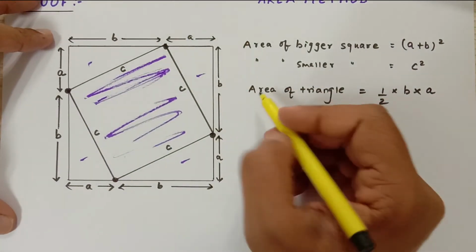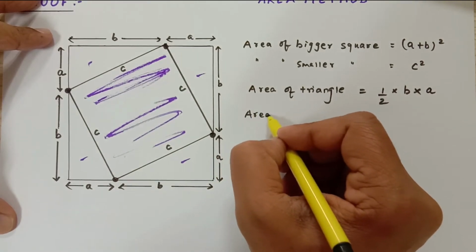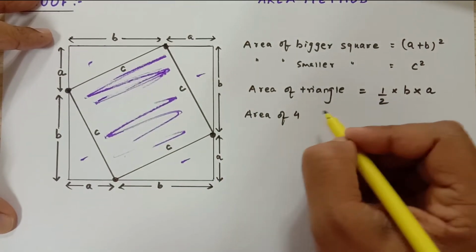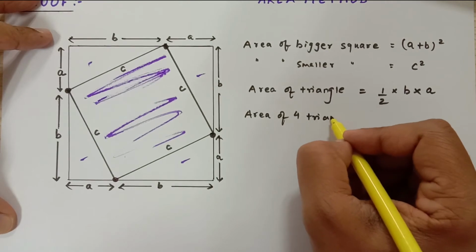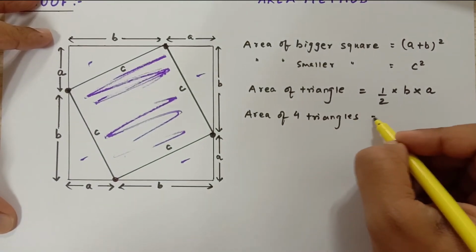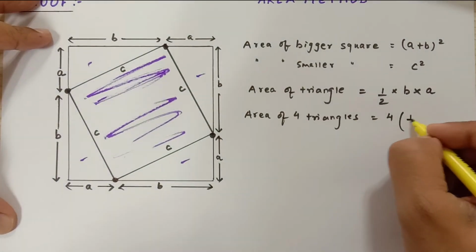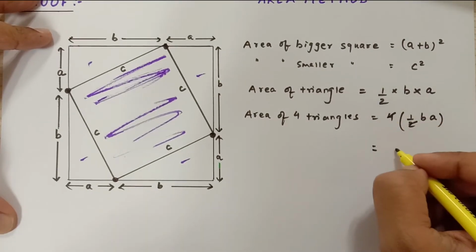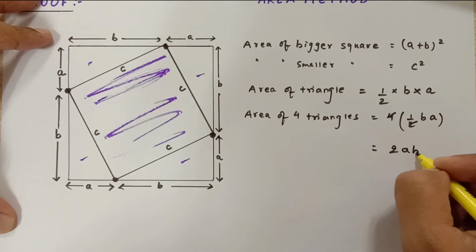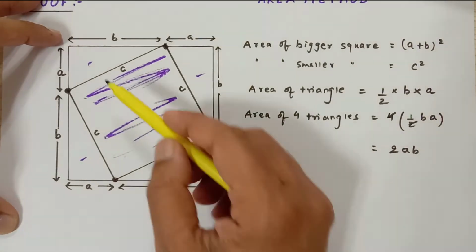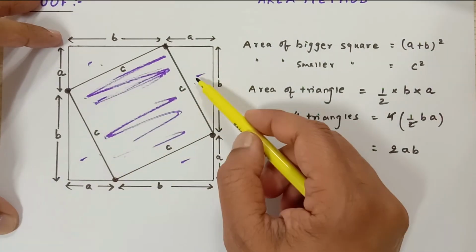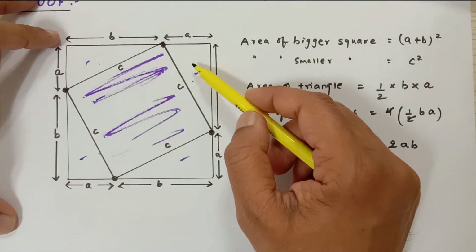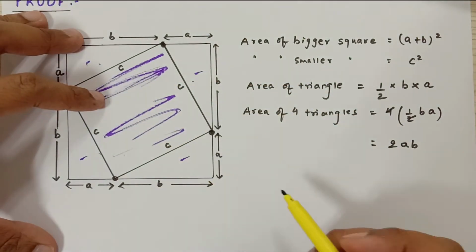So the area of four triangles shall be equal to 4 times half into B into A. That turns out to be, with the 2 getting cancelled, 2AB. So this is the area of four triangles, this and this, and I'm going to add the area of these four triangles to the area of this smaller square.